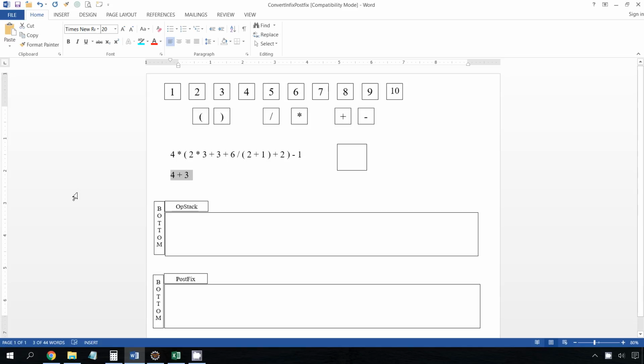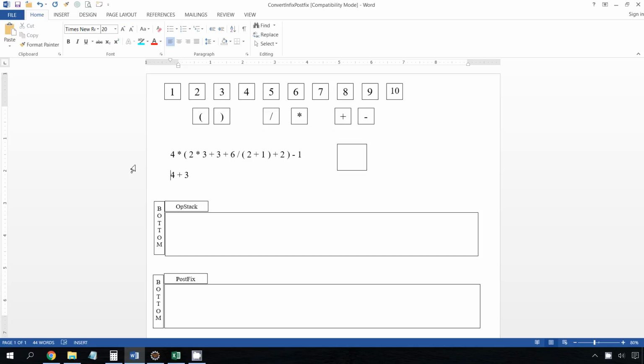So computers find it easiest to evaluate postfix notation. That's why we want to be able to convert from infix, which is easiest for people, into postfix, which is easier for a computer. With infix notation, we need to worry about things like parentheses and rules of precedence, and all of those rules that we've all learned for how to evaluate mathematical expressions.